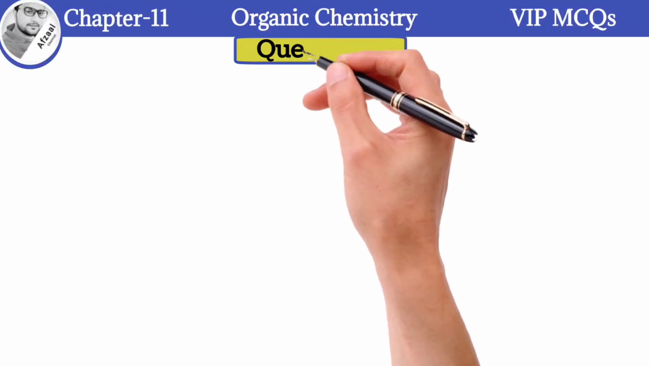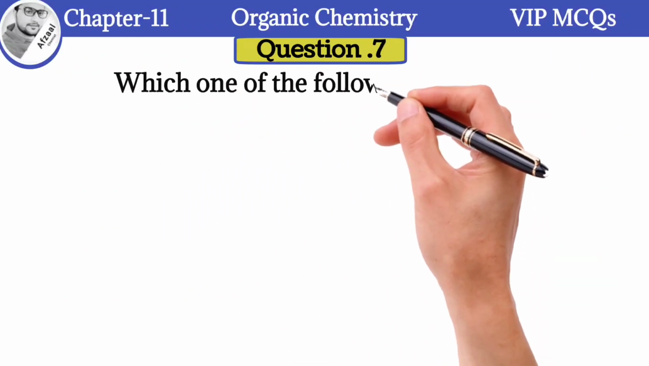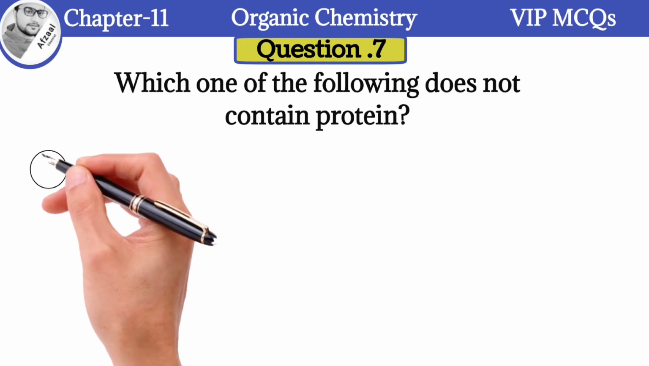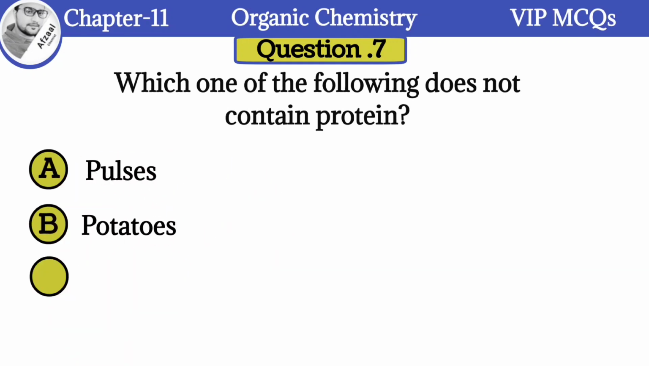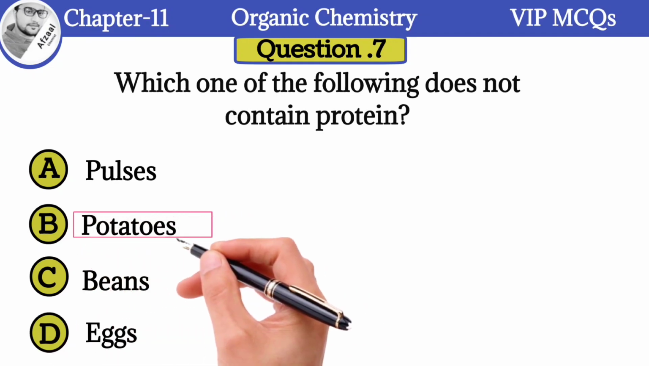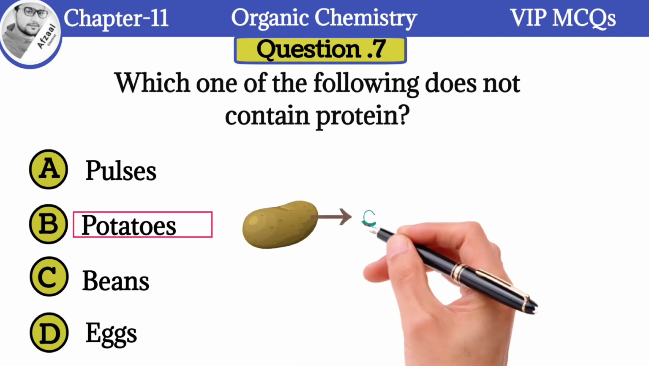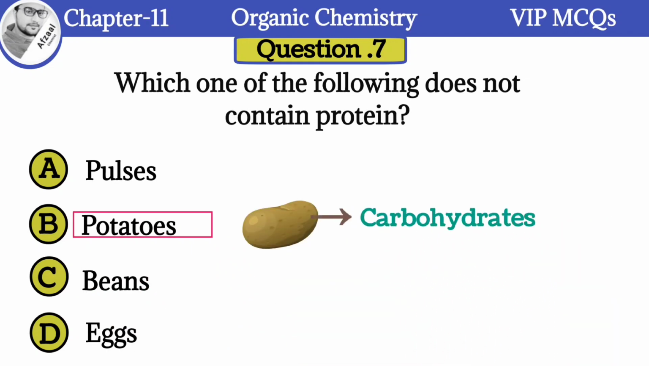Question number 7 is: which one of the following does not contain protein? Option A is pulses. Option B is potatoes. Option C is beans. Option D is eggs. The correct option is B, potatoes. Potatoes mostly contain carbohydrates. That's why it does not contain protein.